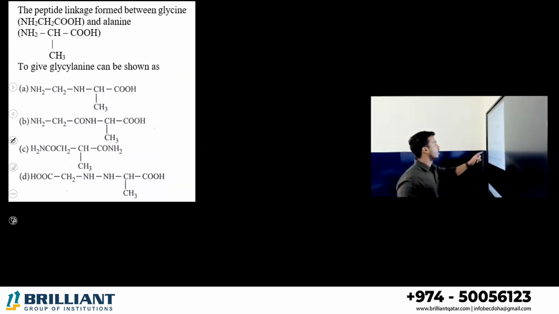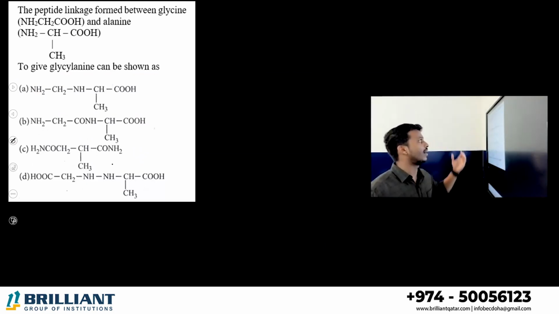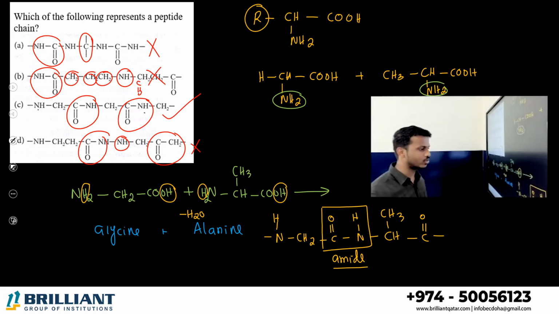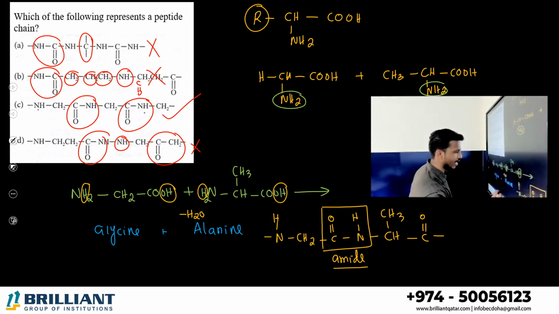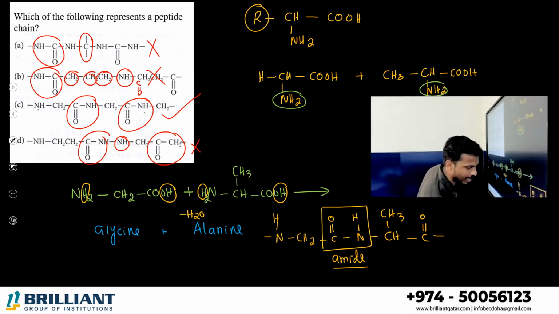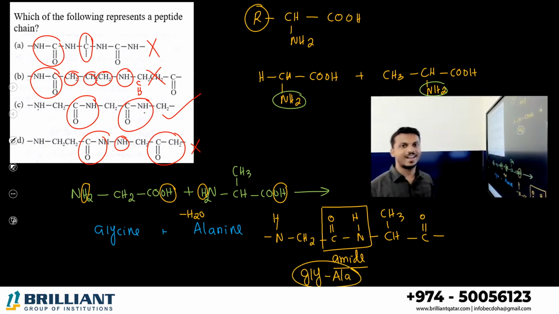Option C. The peptide linkage formed between glycine and alanine, which I just explained before. Glycine and alanine combined together, and the compound is called glyala. Funny, right? That is a protein. Can you identify this chain anywhere? NH, CH2, CO, NH, CH, CH3, CO.